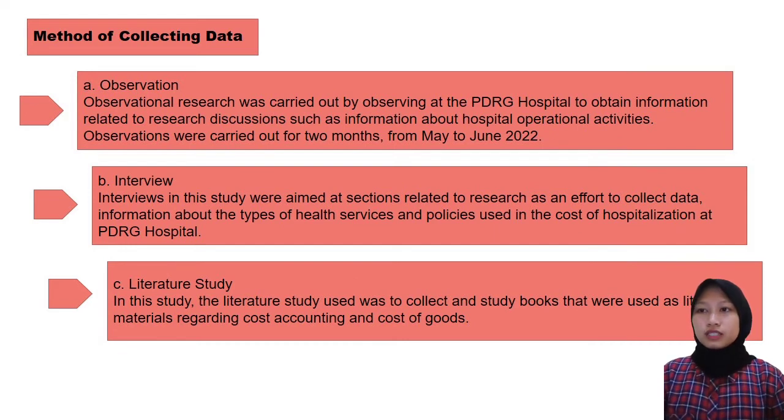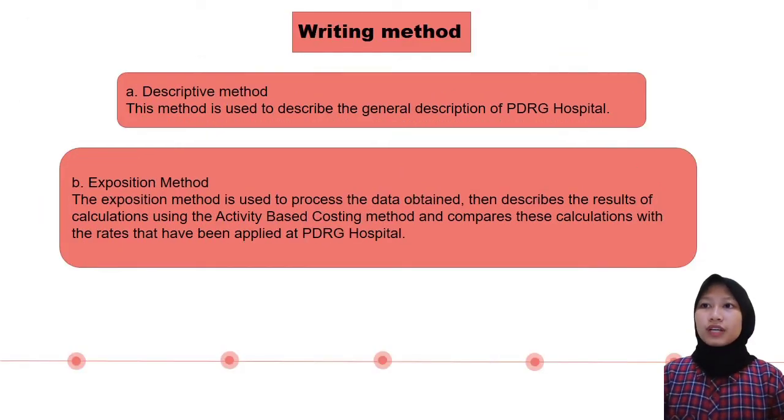C. Literature study. In this study, the literature study was used to collect and study books that were used as literacy materials regarding cost accounting and cost of goods. Writing method. The writing method used in the preparation of the research is A. Descriptive method. This method is used to describe the general description of PDRG hospital. B. Exposition method. The exposition method is used to process the data obtained, then describe the results of calculation using the activity-based costing method and compare this calculation with the rates that have been applied at PDRG hospital.